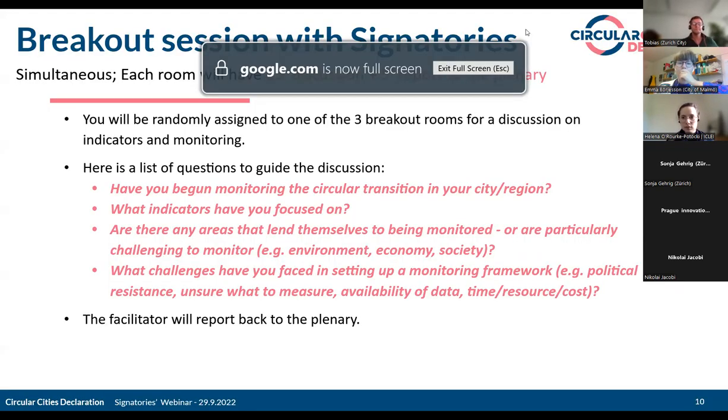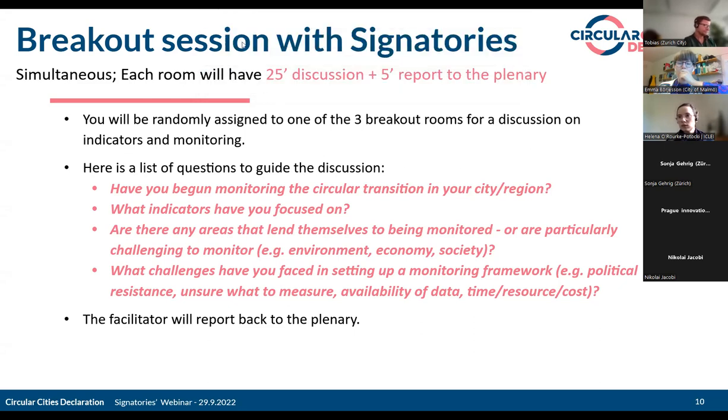Okay, so this is the format for the next, well, I think we're probably going to say 20 minutes because we don't have any more than that. You're going to be randomly assigned to breakout rooms, which will be chaired by my colleagues, Simon, Dominic, and Nikolai. And the idea is to go through some discussion points in relation to monitoring at the city and regional level.